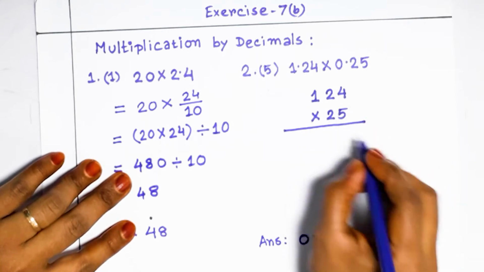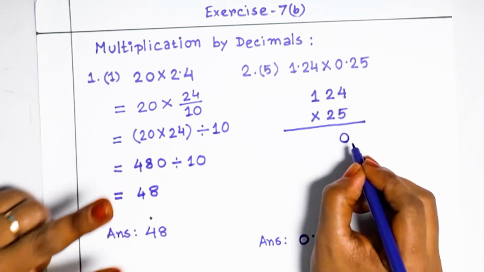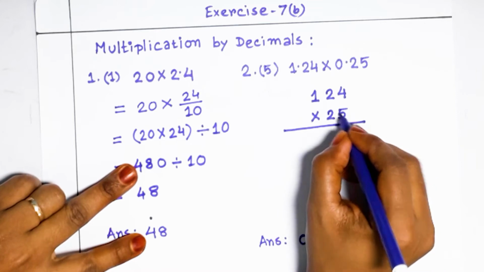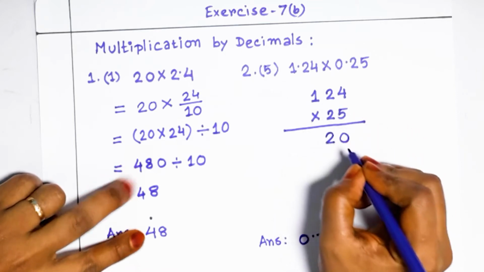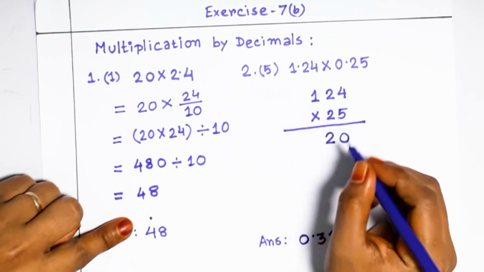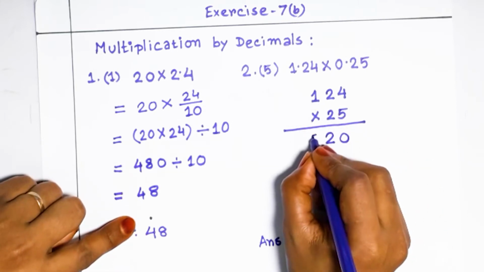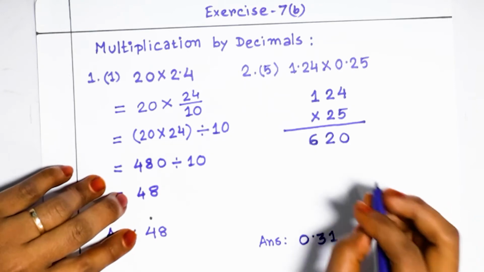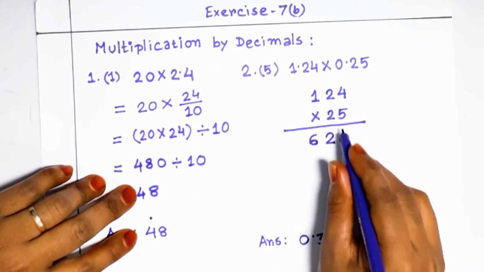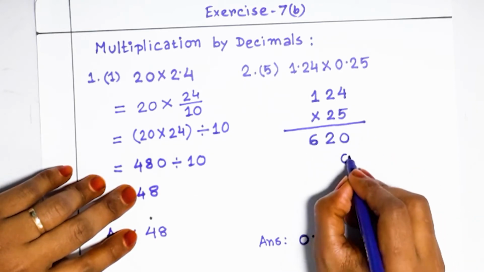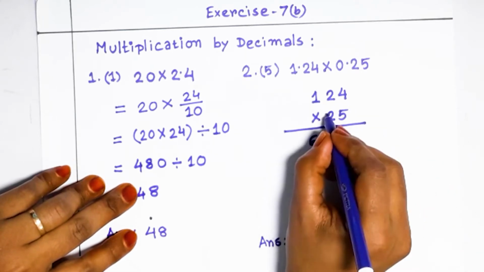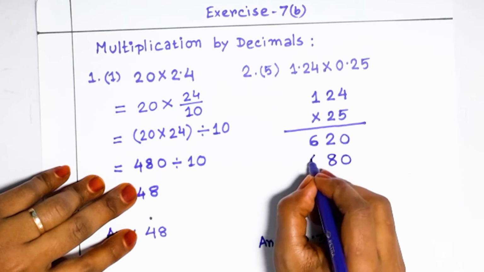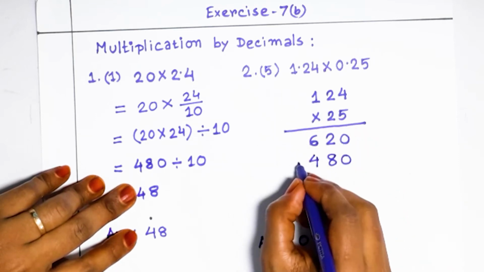5 4s are 20, write 0 and carry 2. 5 2s are 10 plus 2 is equal to 12, write 2 and carry 1. 5 1s are 5 plus 1 is equal to 6. Now give here 0, 2 4s are 8, 2 2s are 4, 2 1s are 2.